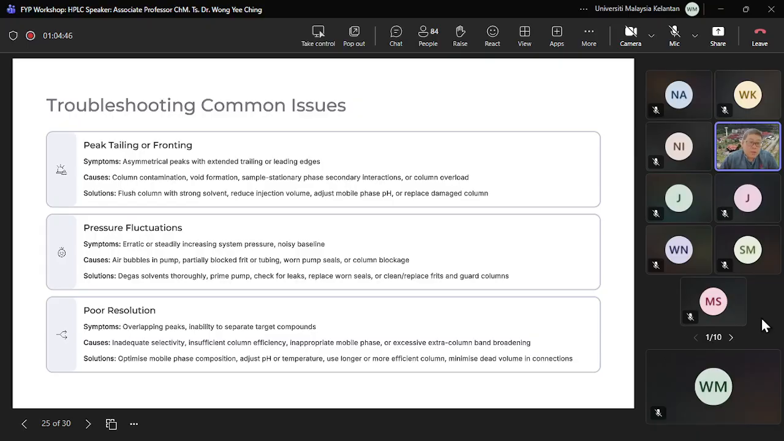So how you're going to solve the problem is you optimize your mobile phase composition, increasing the volume most of the time, adjust the pH or temperature, or use a longer or more efficient column, by minimizing the dead volume in the connections. These are the solutions that you might use to solve the problems. These are the common issues.